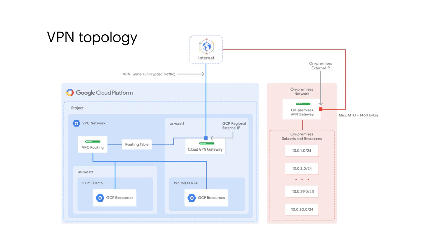Now, one thing to remember when using Cloud VPN is that the maximum transmission unit, or MTU, for your on-premises VPN gateway cannot be greater than 1460 bytes. This is because of the encryption and encapsulation of packets. For more information about this MTU consideration, see the links section of this video.